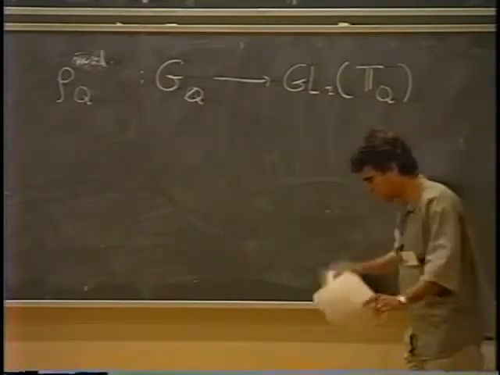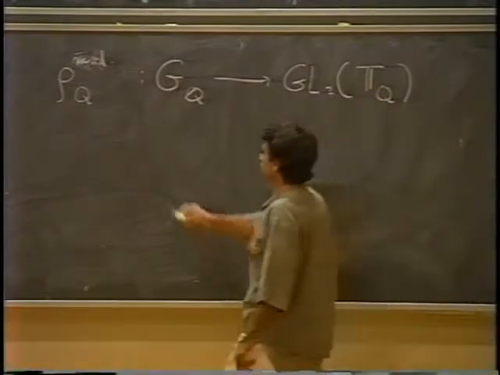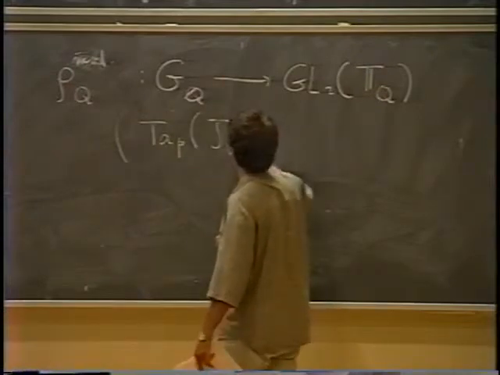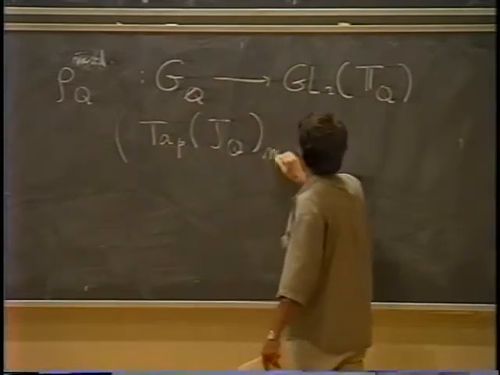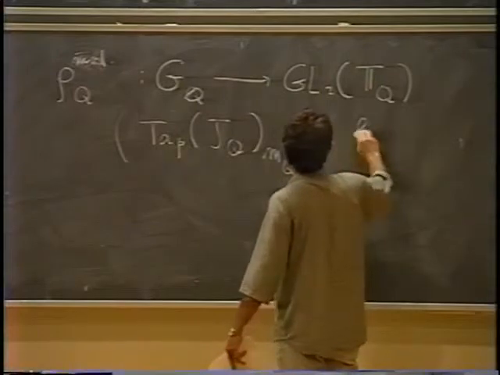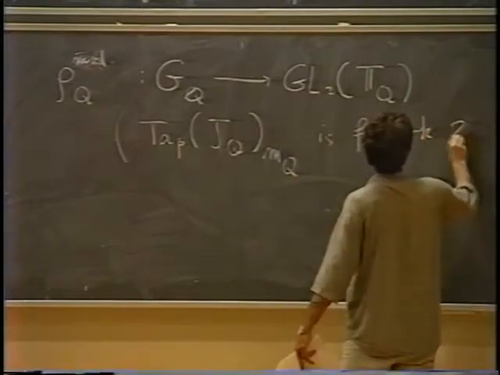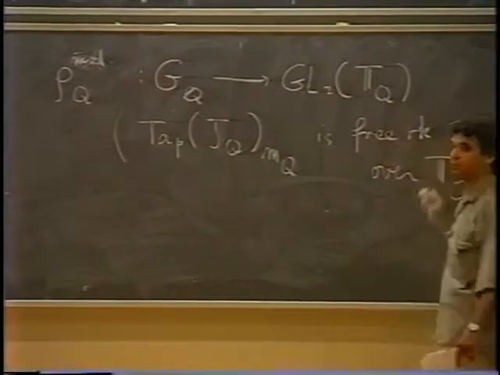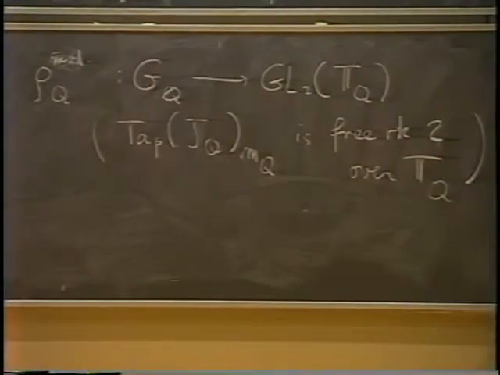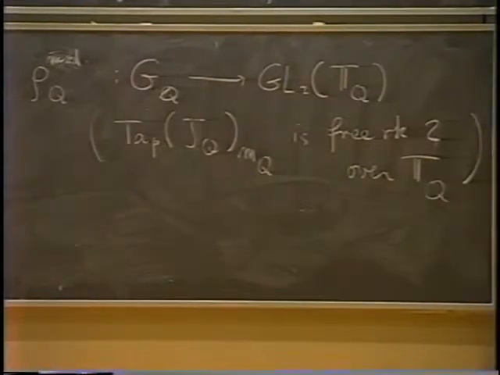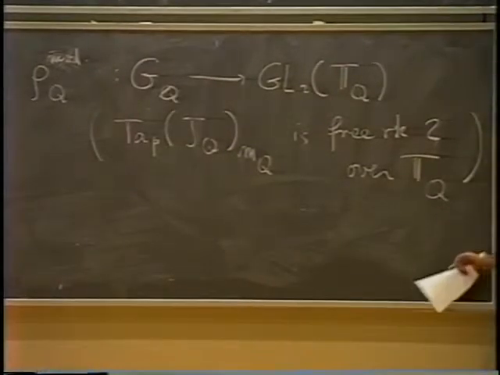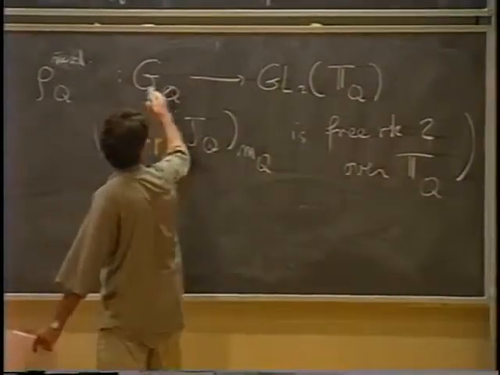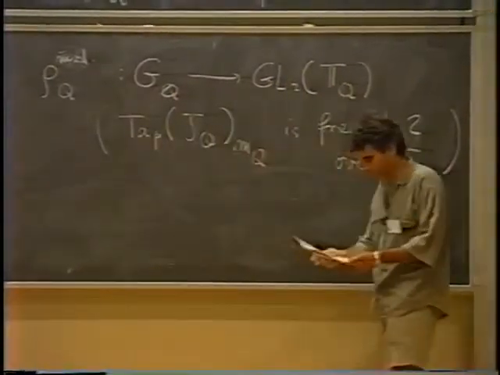If you work with a T and you have the result that Tilouine described, that the localization of the Tate module of JQ at MQ is free of rank 2 over TQ. Remember, this was the main result that Tilouine discussed, the one that is related to the Gorenstein property, and it will show up again later today. Then you know that this rho Q is automatically into what you want.